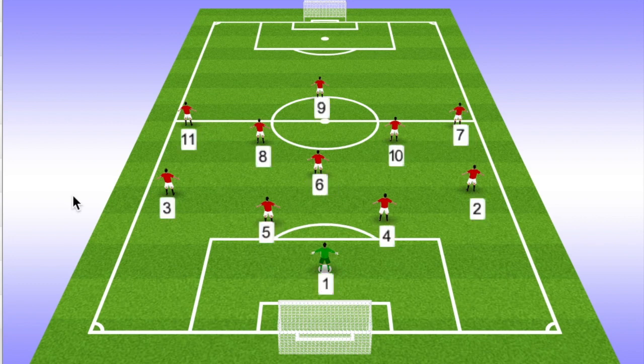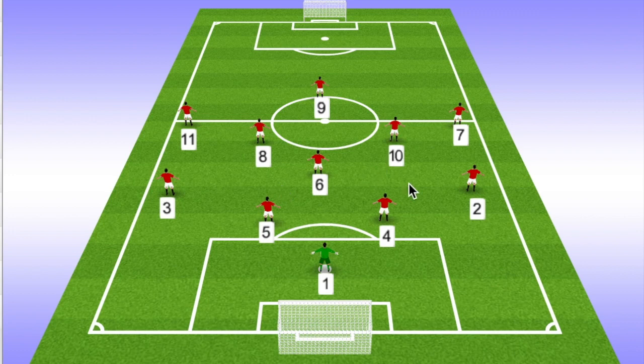Okay. So now if we take a look at the same positioning but using the numbering system, our goalkeeper is number 1, left back number 3, right back number 2, center backs 5 and 4, and that center defensive midfielder is our number 6. And then we have the 8 and 10 in the midfield, and on the outsides we have our 11 and 7, and on top we have our striker, our number 9.